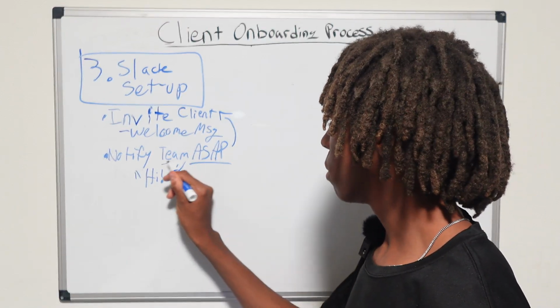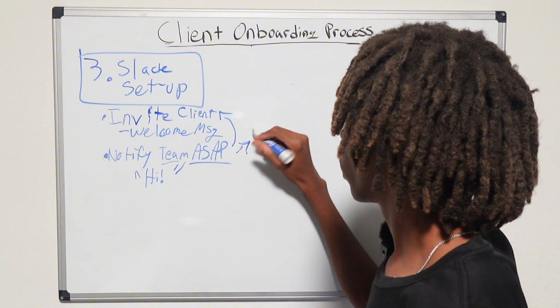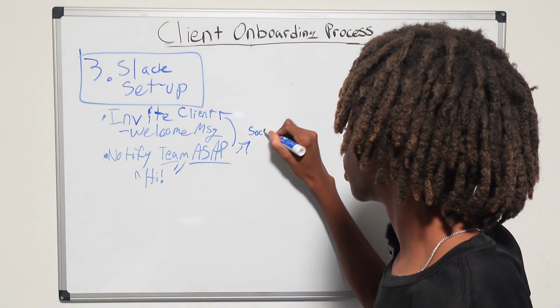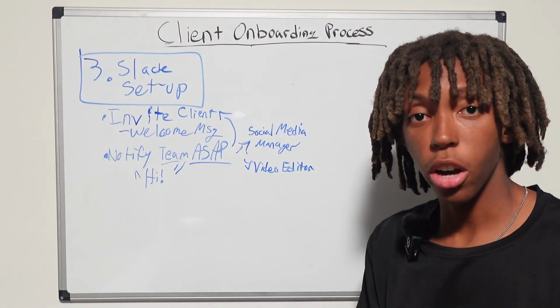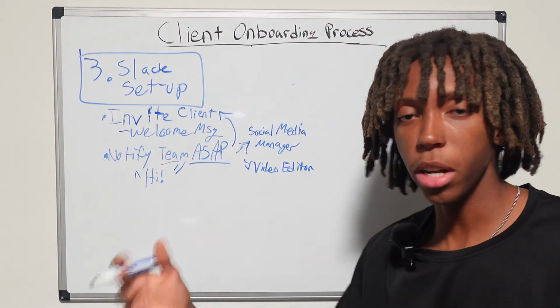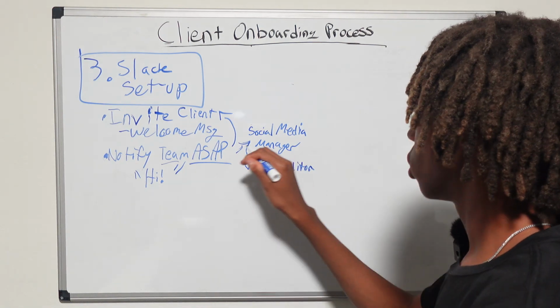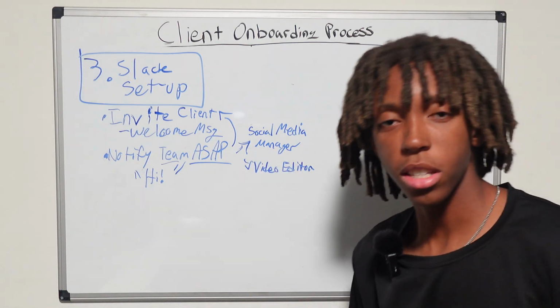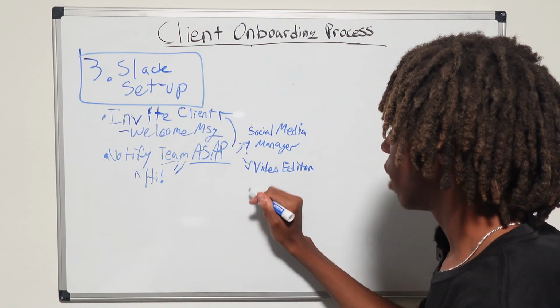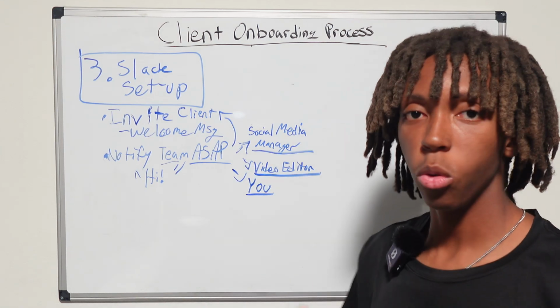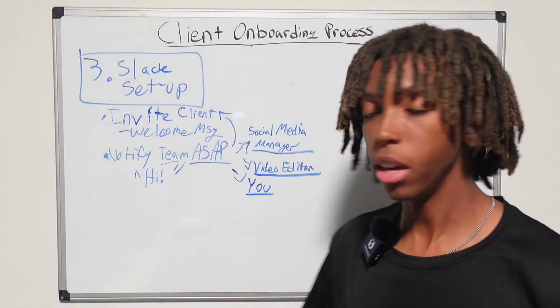And keep in mind, the team is going to be people like a social media manager, or it can even be a video editor. Again, depending on what you're helping the client with when it comes to social media automation, the main one is probably going to be a social media manager, because obviously you can't be doing it yourself the whole time. And it's going to be a video editor. And of course you can be in there as well. And whoever else you want to add is going to be in the Slack channel.